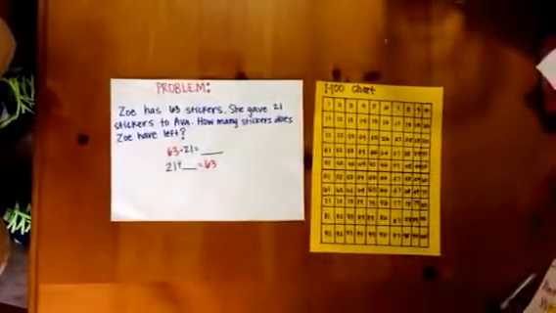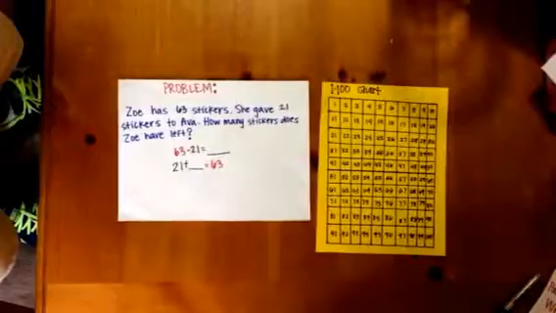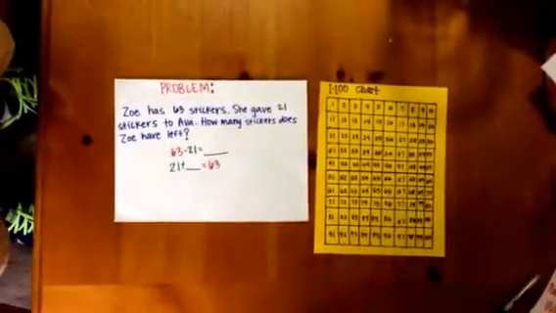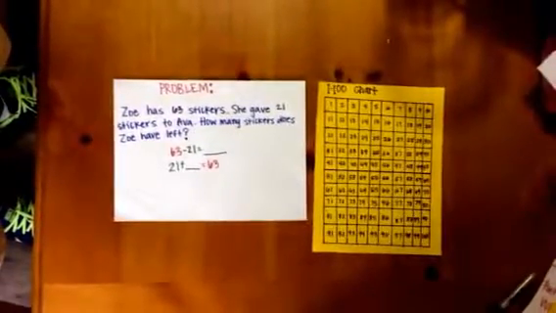So we're going to go ahead and solve this problem by using our hundredths chart. We know that she started with 63 stickers.